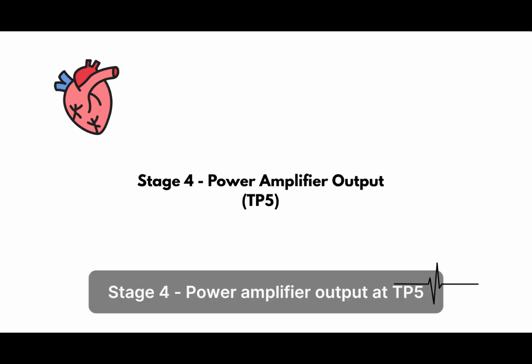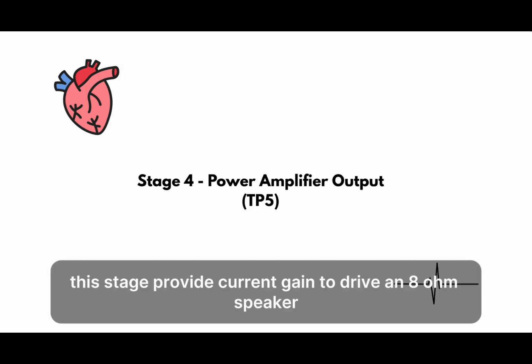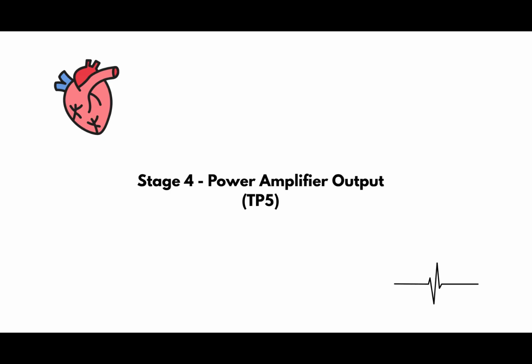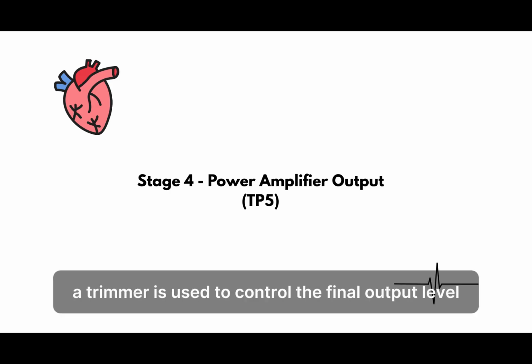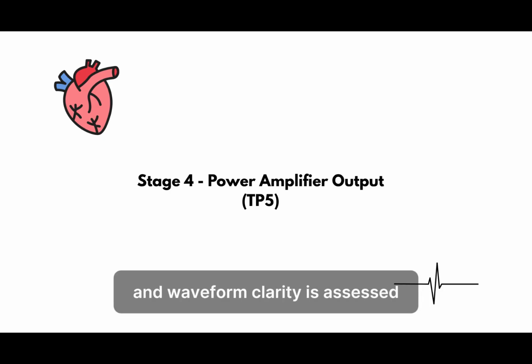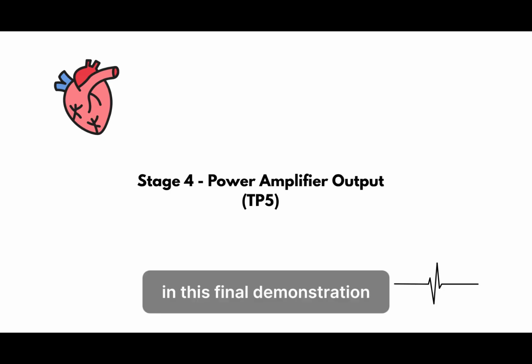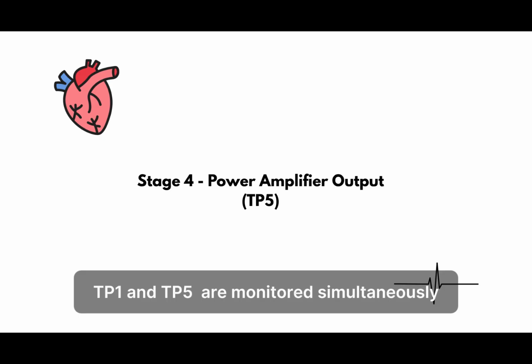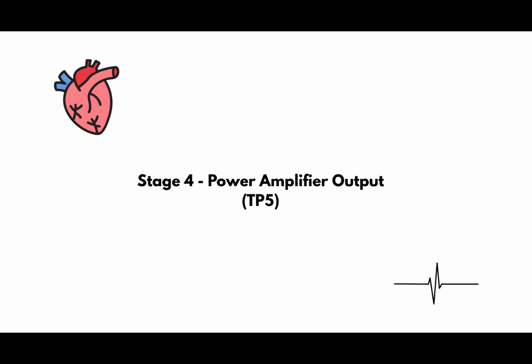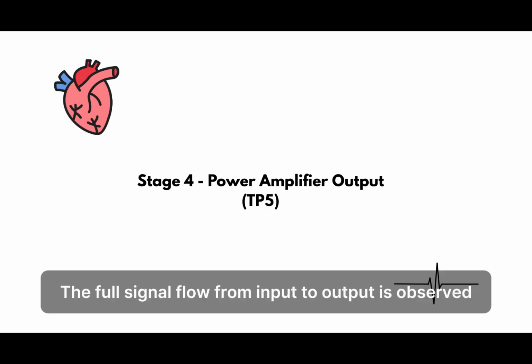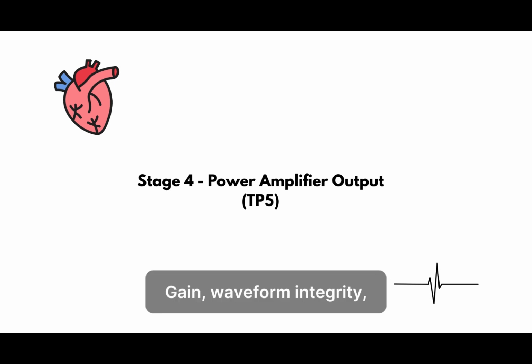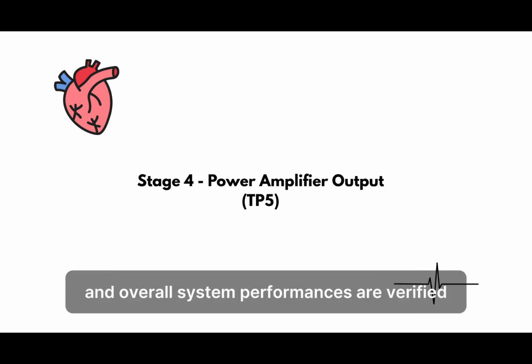Stage 4, Power Amplifier output at TP5. This stage provides current gain to drive an 8-ohm speaker. A trimmer is used to control the final output level, and waveform clarity is assessed. In this final demonstration, TB1 and TB5 are monitored simultaneously. The full signal flow from input to output is observed. Gain, waveform integrity, and overall system performance are verified through real-time oscilloscope measurements.